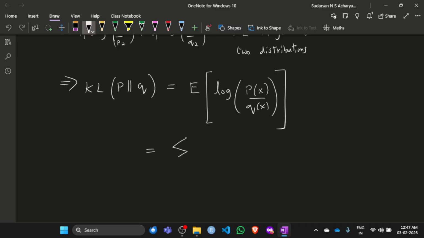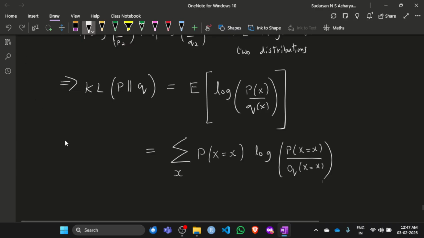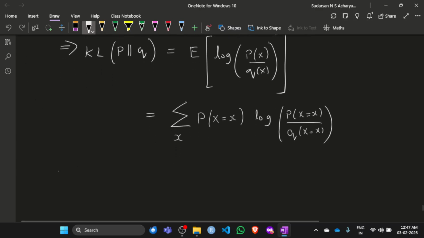So this can be written as the summation over all possible values that the random variable x takes, right? What is the expected value of something that involves an x? The probability that the random variable x takes the value x according to the true distribution, which is what I have, times the log of the probability that the random variable takes a value x according to the true distribution divided by the probability that the random variable takes a value x according to your friend's distribution. Now this is what we sometimes write like so.